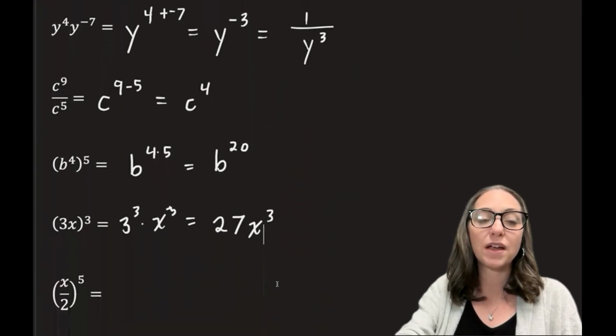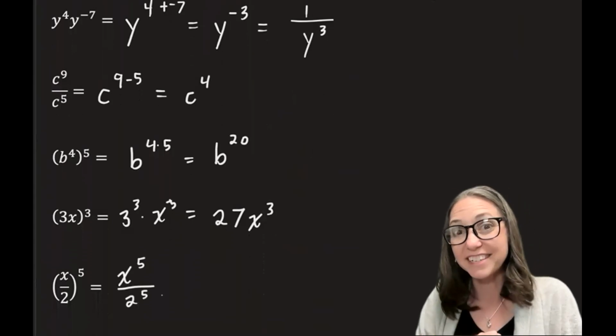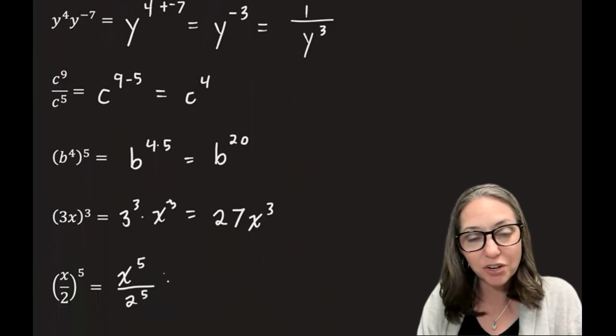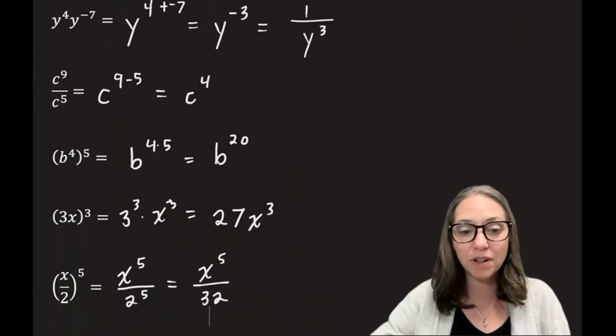And last but not least, we have a fraction to an exponent. That's equivalent to x to the 5th over 2 to the 5th. Now 2 to the 4th, we already said is 16, times 1 more 2 makes 32. So that one simplifies down to x to the 5th over 32. And that is it for exponent rules.